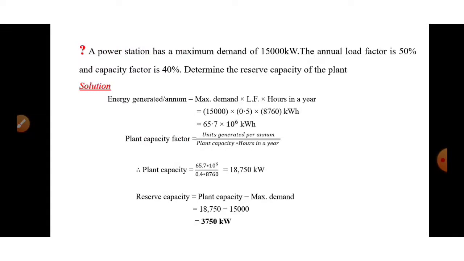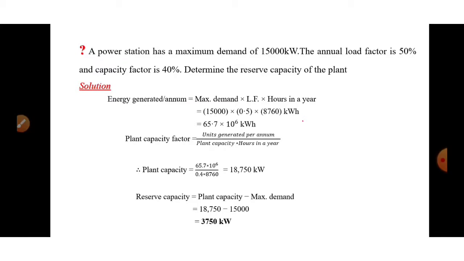Now let us do some previous year university questions. A power station has a maximum demand of 15,000 kW. The annual load factor is 50% and capacity factor is 40%. Determine the reserve capacity of the plant. The given values are maximum demand of 15,000 kilowatt, annual load factor 50%, and plant capacity factor 40%. We have to determine the reserve capacity of the plant.